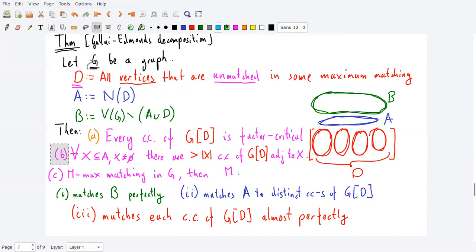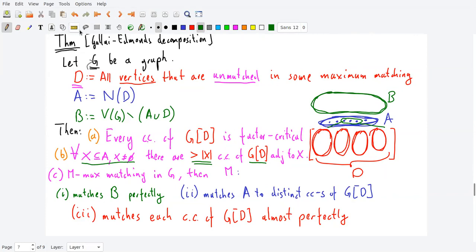The second thing, point B, is that if I look at A and the vertices of A and how many components of D they see, actually I have a Hall's condition satisfied, even with some slack. In the following sense, if I look at any non-empty set of vertices of A, then they see together more components of G[D] than the size of the set. Good. So this is like a Hall's condition plus, let's say.